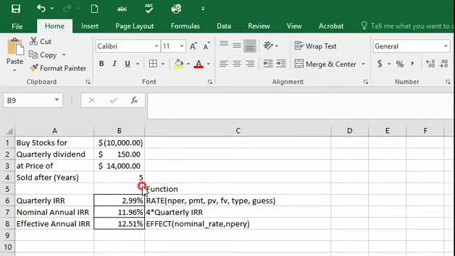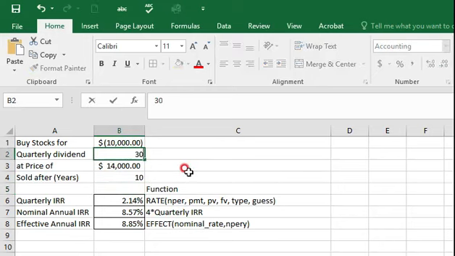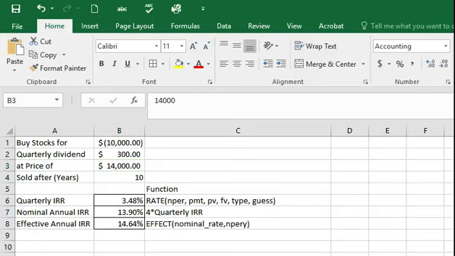So let's say in this example, we can change this year from 5 to 10, then you will see it will automatically calculate based on the changed number. We can also change this quarterly dividend from 150 to 300, and you can see how the value will change. So this is why it is very useful to use Excel for this kind of what-if scenario.